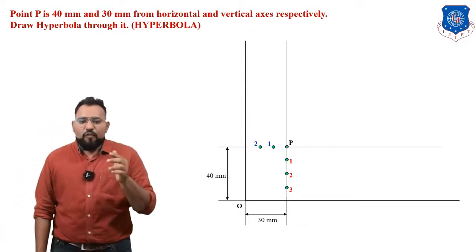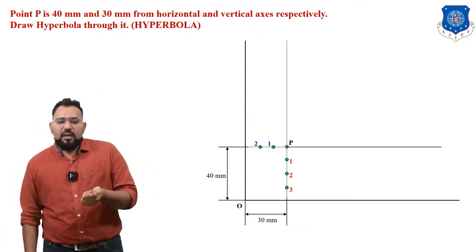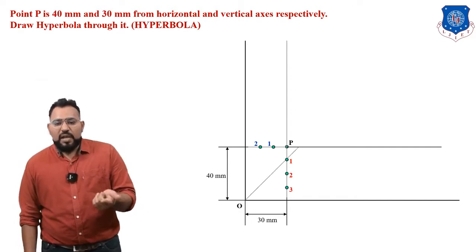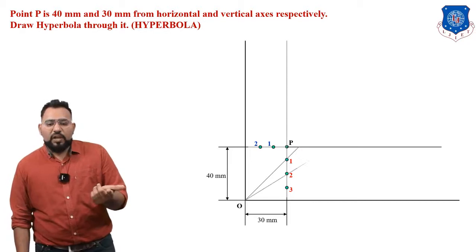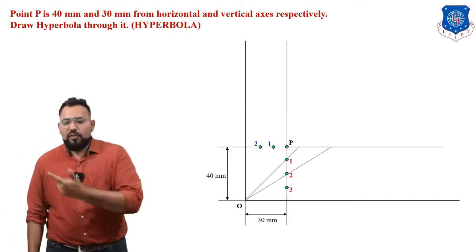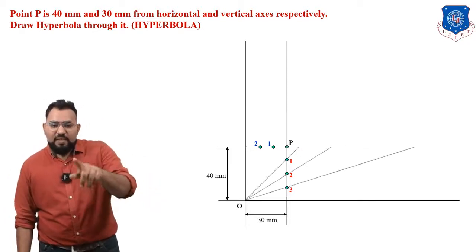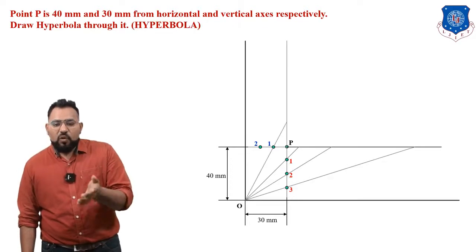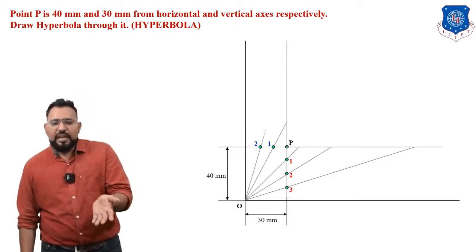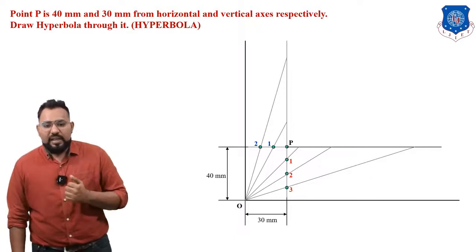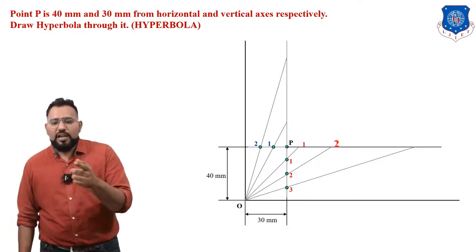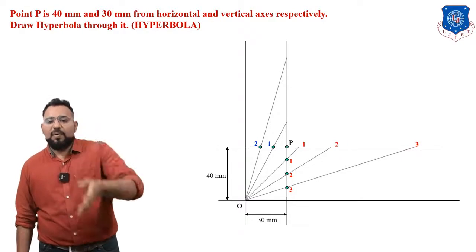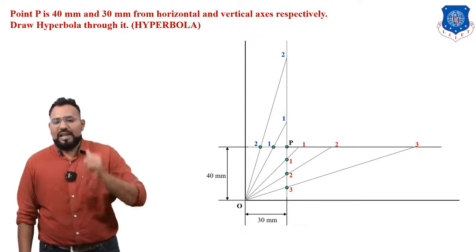Okay, now from point O connect point 1 like this and extend up to the horizontal line which is coming from point P. Now connect O and 2 and extend up to that horizontal line. Connect O and 3. Same way over here, connect O and 1, extend up to the vertical line. Connect O and 2, extend up to the vertical line. Now wherever the intersection happens, you have to give numbering 1, 2, 3. Same way on the upper side, 1, 2 like this.